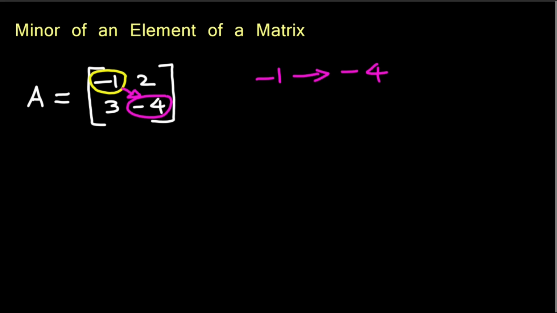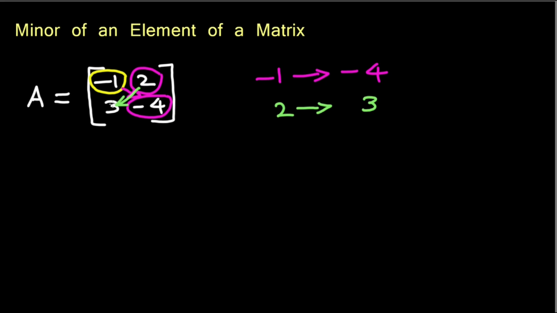Similarly, if you want to find the minor of this second element 2, then the element diagonally opposite to 2, which is 3, becomes the minor of element 2. So therefore, the minor of element 2 will be 3.